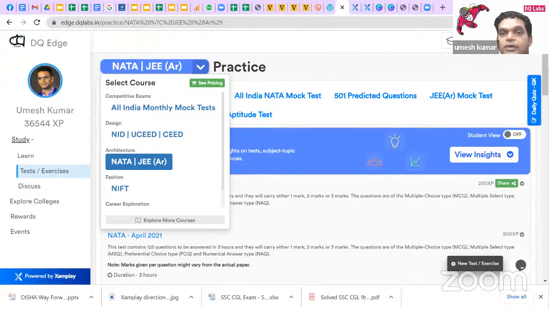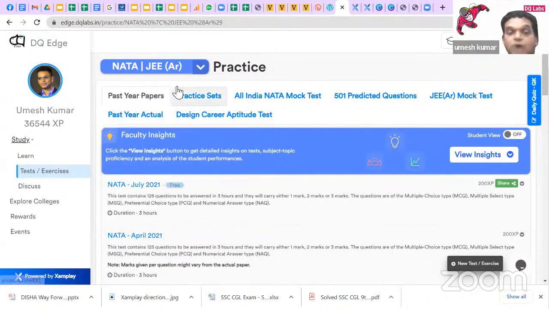Vijayta is saying, sir, practice sets is what I thought I should be doing first. No. First, go through the past year question papers. That is very important. Past year papers on DQH, because we have a particular method of answering the past year papers, which will be very useful for you. Then you do the practice sets, then the 501 predicted questions, then the full length NATA mock test. Does that answer your question, Vijayta?